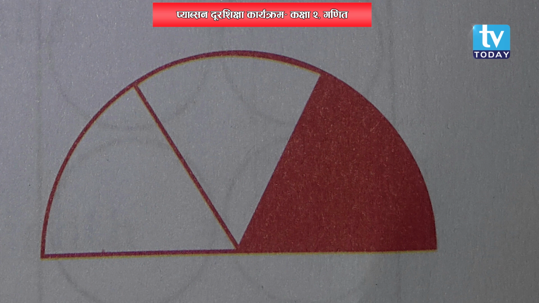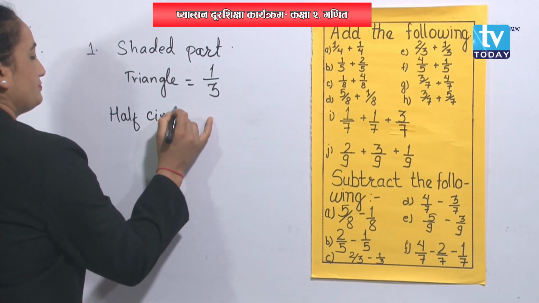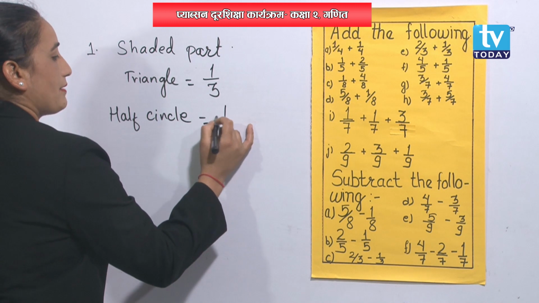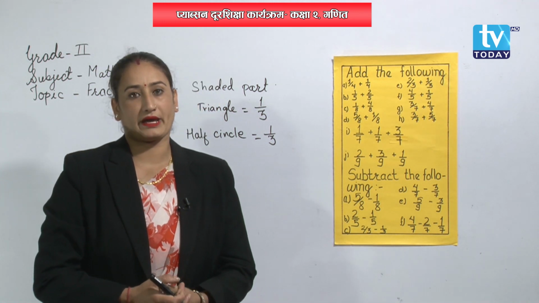What is there in the second picture? It's a semi-circle, a half circle, right? And that half circle is divided into how many parts? Again into 3 parts. So students, how many parts are shaded in that half circle? 1 part. Then how to write the fraction? Again 1 part is shaded over there, that's why we say 1/3.